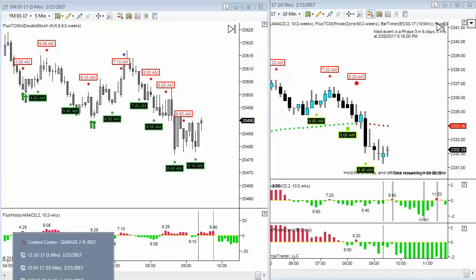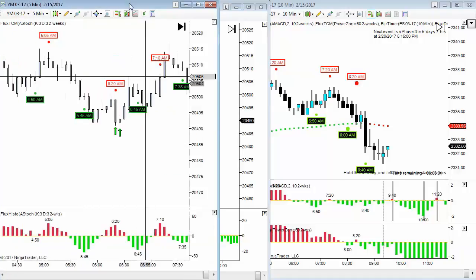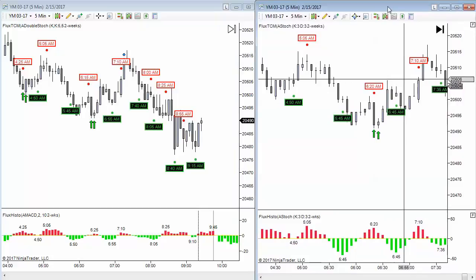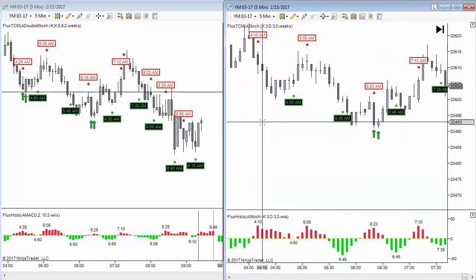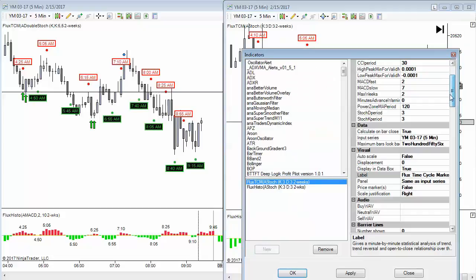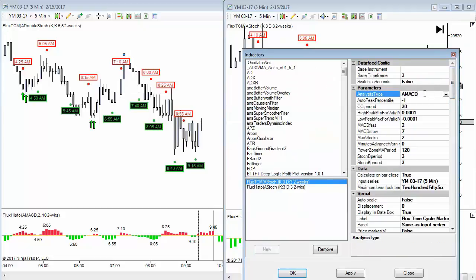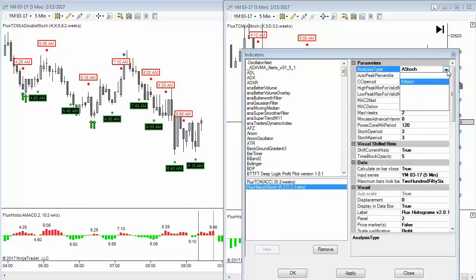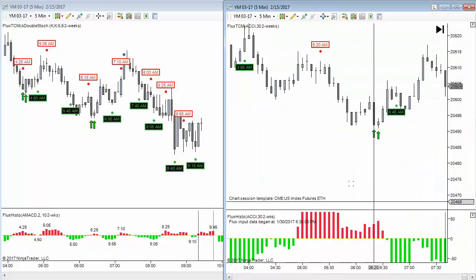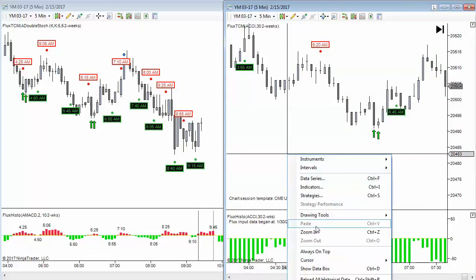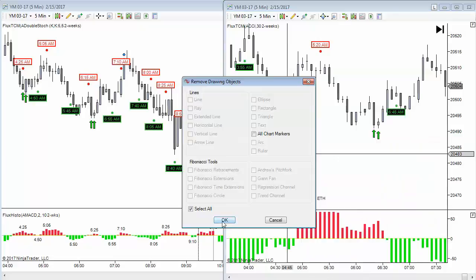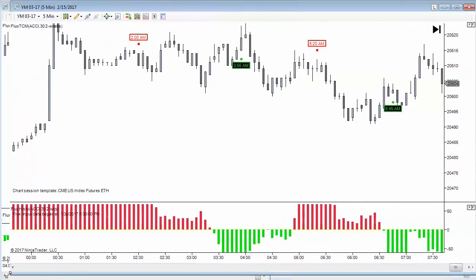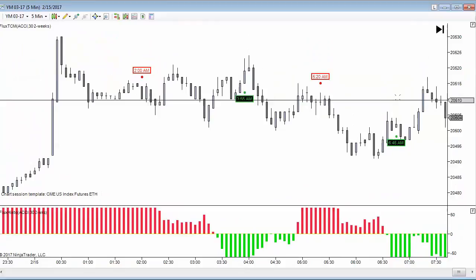I'm going to come over now and I'm going to look at the one filter left. 3-5. I'm going to change it to a CCI. And the CCI period is set to 30. CCI is set to 30. And I'm going to get rid of the drawing tools. Same exercise. This is the 8th time we've done this, or the 4th time we've done it.